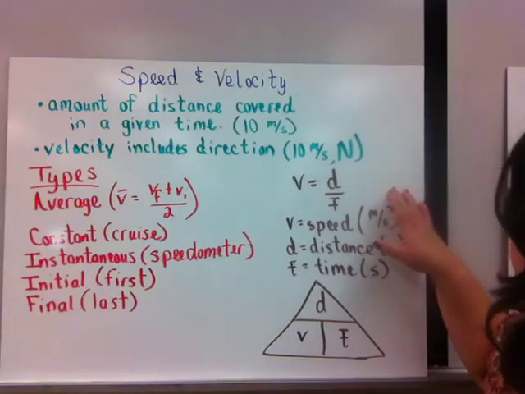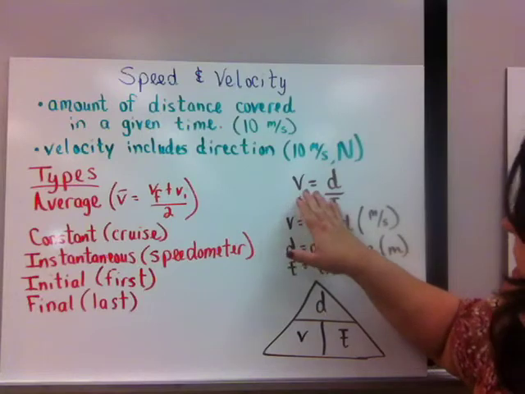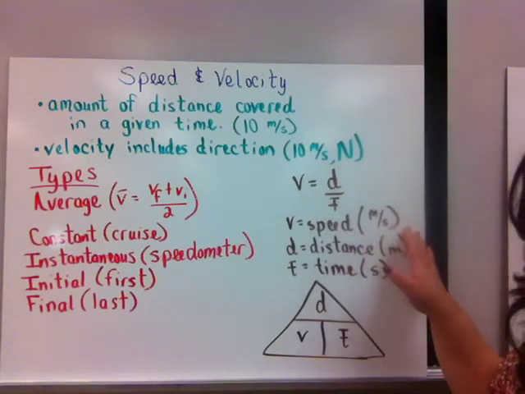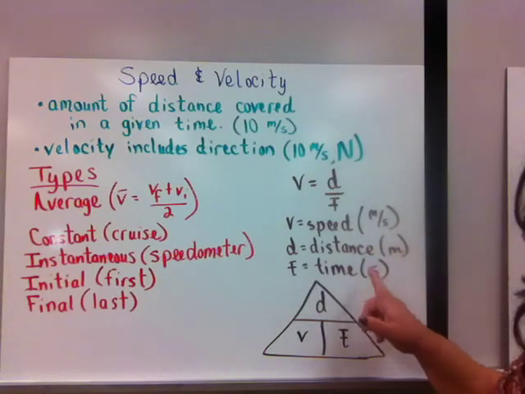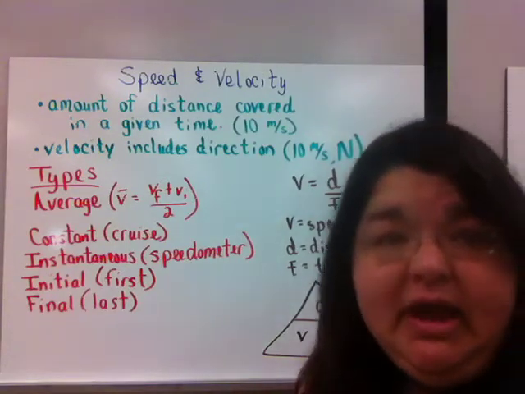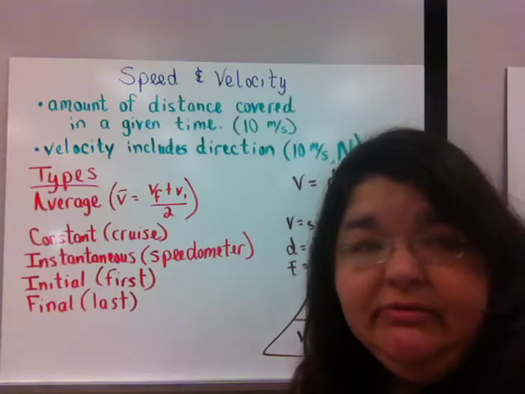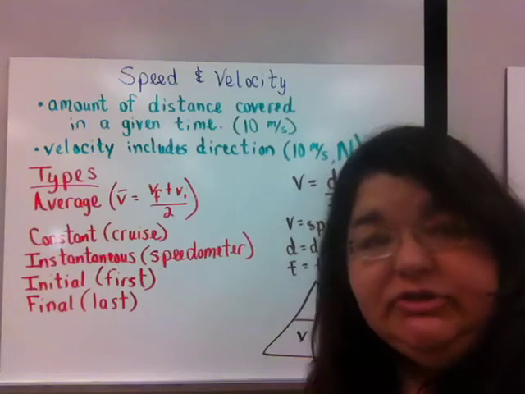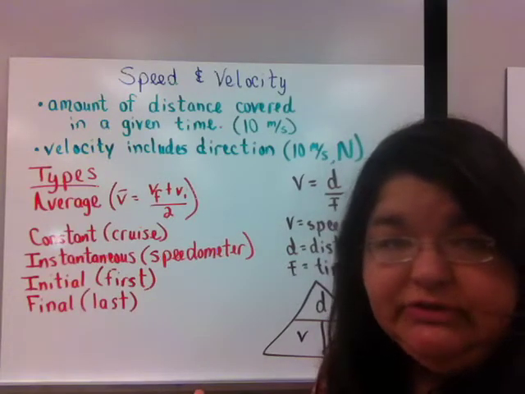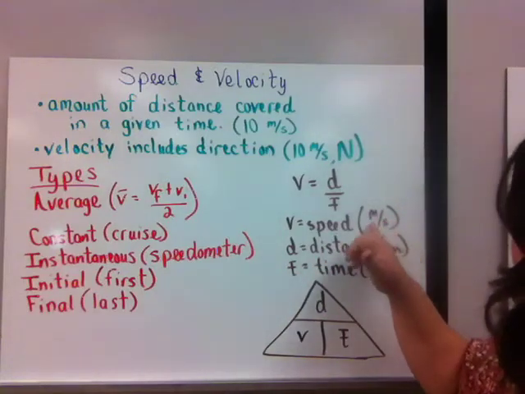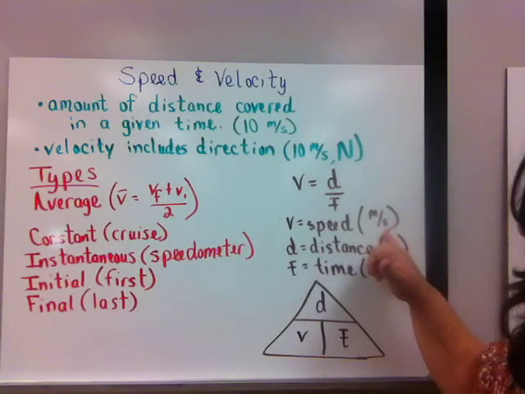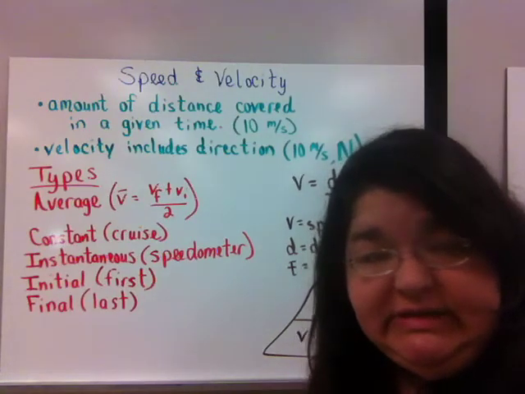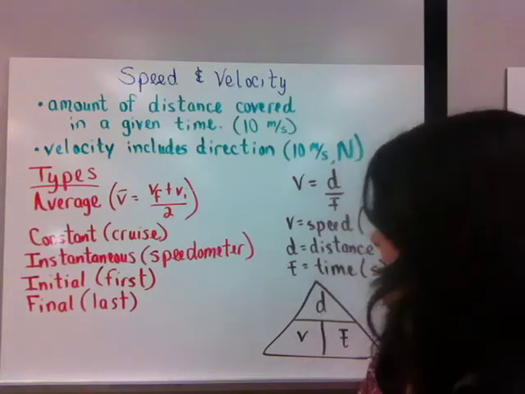Now, our formula for speed says speed or velocity equals distance divided by time. And we're going to measure speed in meters per second, distance in meters, and time in seconds. Now, we can also use kilometers per hour for our speed. Remember, the rule here is that if I have a large unit for distance, I need a large unit for time. So meters per second is a small unit for distance with a small unit for time. Kilometers per hour would be the large unit of distance for the large unit of time.